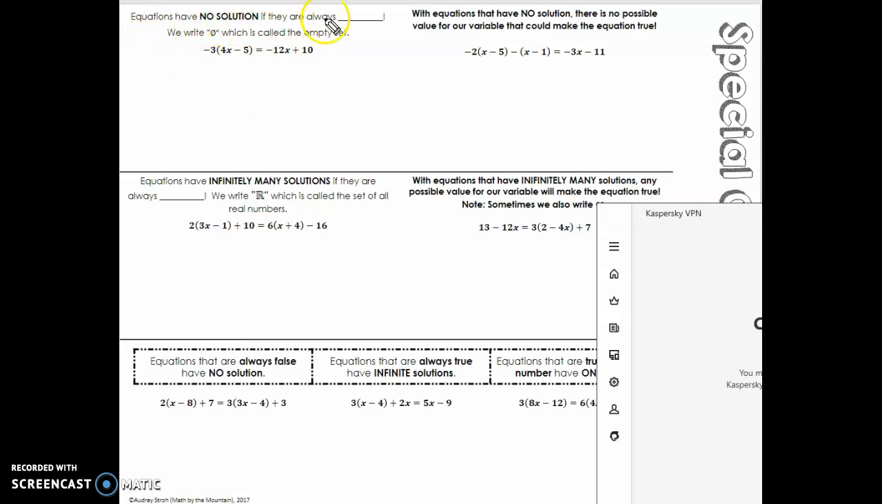Equations have no solution if they are always false. We write a 0 with a line through it, which is called the empty set. So when we're solving our equation, and these were the grade level equations, I always want to check my parentheses first. Inside my parentheses, I can't simplify because they're different terms. But I have this negative 3 on the outside. That negative 3 means I need to distribute negative 3 to the parentheses.